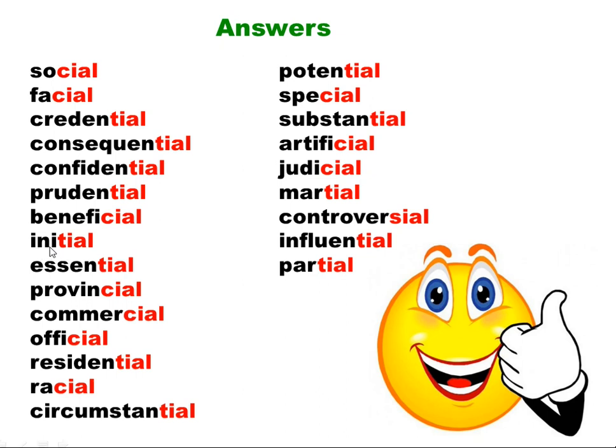We write initial this way. Essential. N is a consonant, it's okay, you just write tial. N is a consonant, but here we have to write cial. It is also an exception.